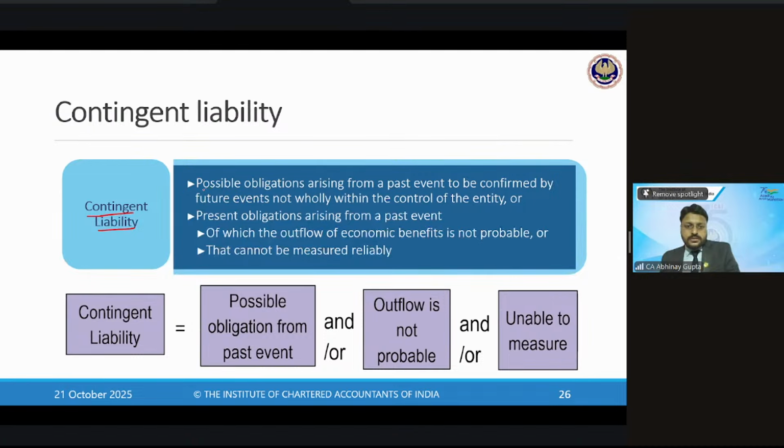Possible obligation. Are you able to notice something? Under the provision, the word was present obligation, correct? But here, the obligation is possible. So the obligation is not present, right? But there are chances that some obligation can arise. Arise from what? From a past event. So, past event has already occurred or not?